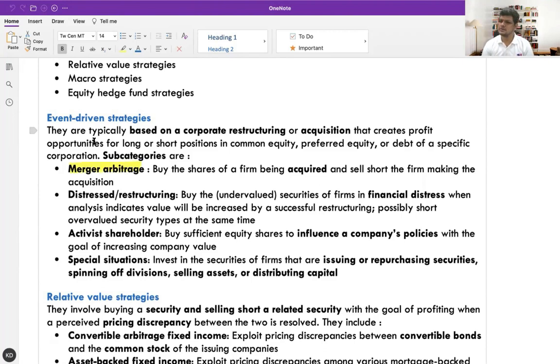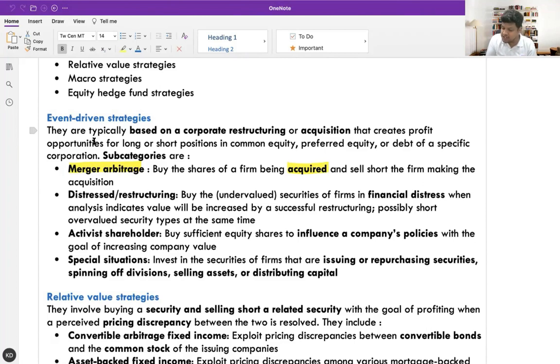Merger arbitrage. Well, they are waiting for a merger to happen. So they invest in a company which is being acquired. That is called the target company. And they may sell the stock of the company which is taking over the company, the acquirer. So they may have any strategy based on their expectation, but they enter when they expect a merger to happen. Clear?